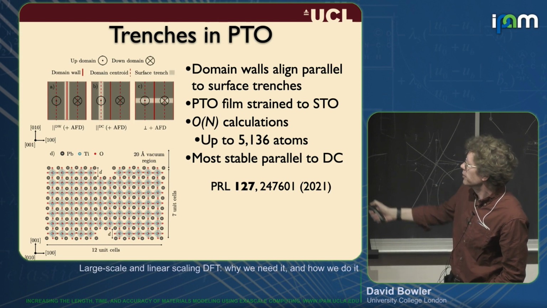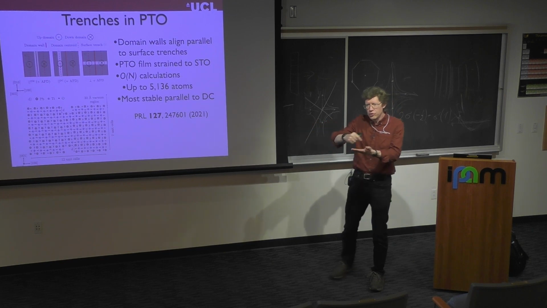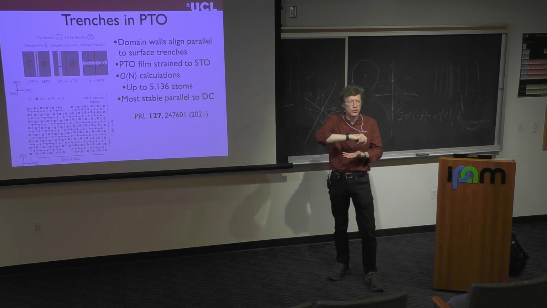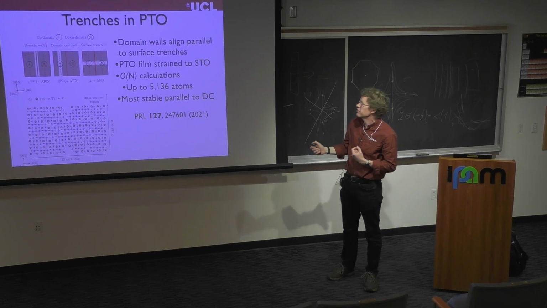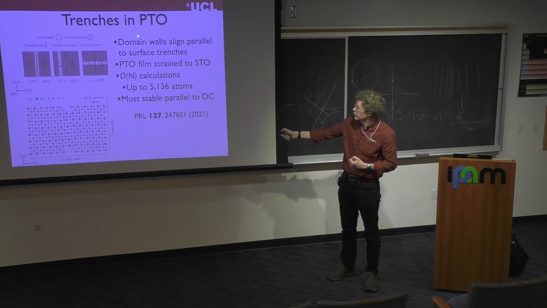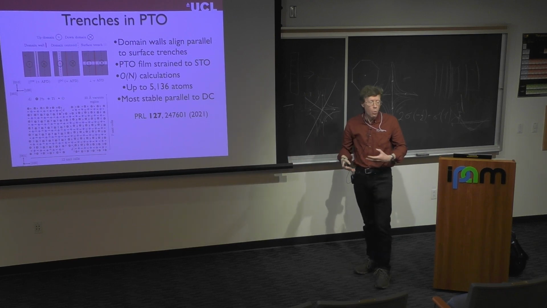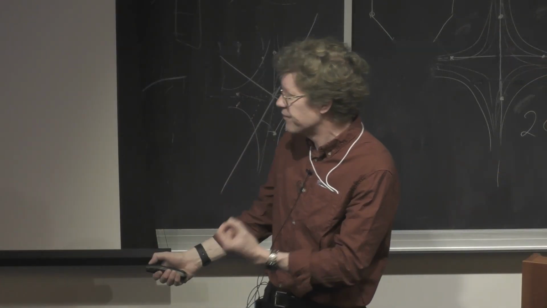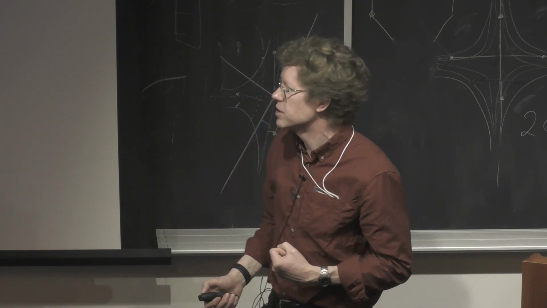So here's what's going on. Again, you've got lead titanate, and experimentally, people have looked at scratches and trenches on the surface of lead titanate, and there seems to be some kind of correlation between the domain walls and the surface trenches. So the question is why? Why do you find the domain walls between different areas of polarization on the surface near the trenches?